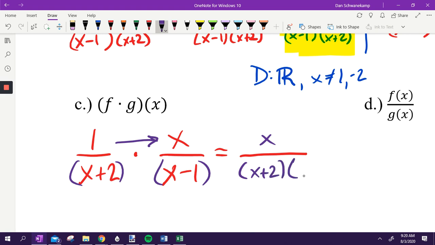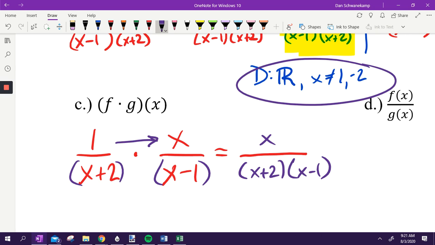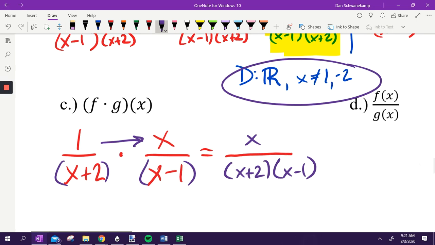I'm not going to FOIL it together because I'm just trying to find domain anyways. If I FOIL it together, it just makes it more ugly. I'm just going to leave it like that. X plus 2, x minus 1. Done. I just multiplied straight across. Domain is going to be the same as the first two. It's still the exact same thing that we just got because it's still the same denominator.